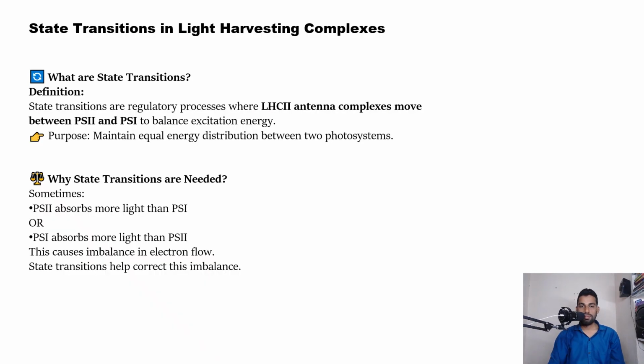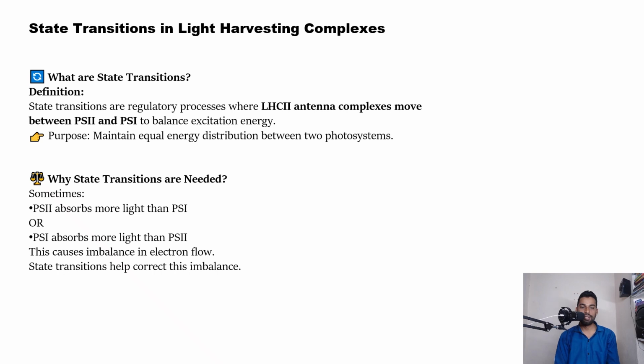State transitions in light harvesting complexes. If there is excessive light in PS2 or PS1, they get balanced in both by using state transitions. So let us see the definition. State transitions are regulatory processes where LHC2 antenna complexes move between PS2 and PS1 to balance the excitation energy. Purpose: maintain equal energy distribution between the two photosystems. I already told you that. Why are state transitions needed?